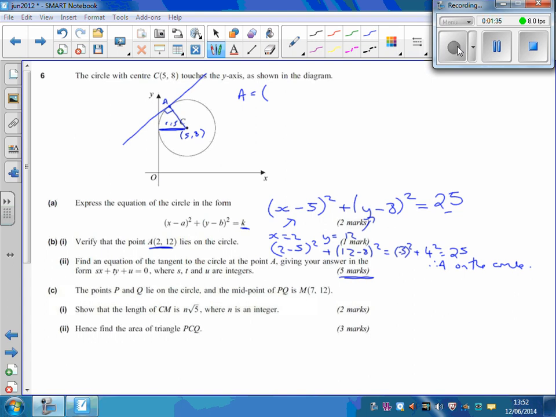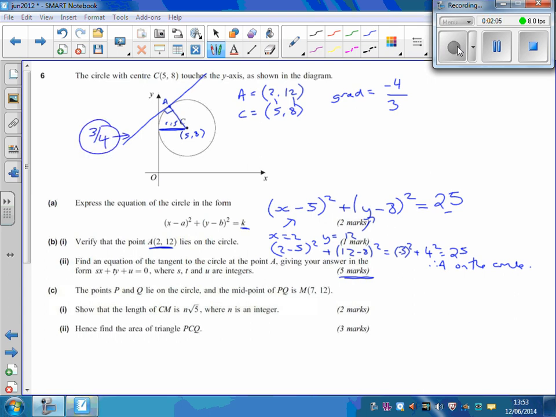So that might be the way we're going to approach this. If A was (2, 12) and C is (5, 8), then to work out the gradient of that line, the difference in the y's is minus 4, and in the x's is 3. I think the gradient of that is minus 4/3. So the gradient of our tangent is the negative reciprocal of that, which is 3/4.